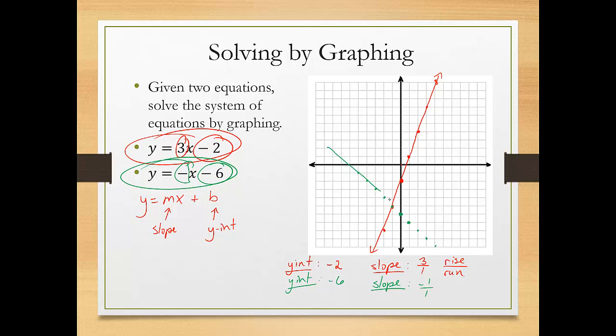And there is your other line. So the solution is going to be the intersection right here. Let's go ahead and find what that point is. It's going to be -1, -1, 2, 3, 4, 5. So our solution will be -1, -5.